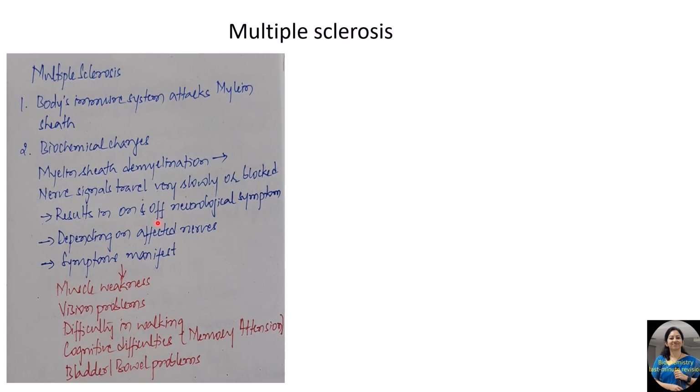Now these symptoms depend on the affected nerves, and symptoms can manifest in the form of muscle weakness if that particular neuromuscular transmission is affected. If it involves the area involving the eyes, in the cerebral cortex, vision problems will be there. Difficulty in walking can be there. Cognitive difficulties like alteration in memory, decreased attention span can be there. Bladder and bowel problems can also be seen, depending upon the type of nerves involved.